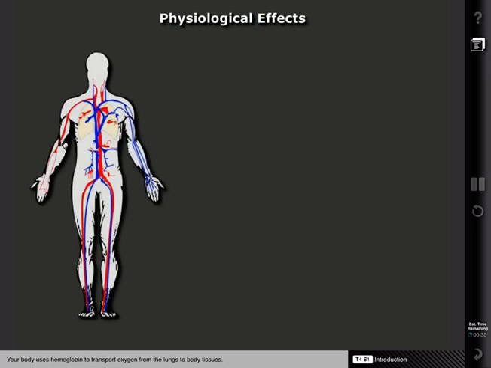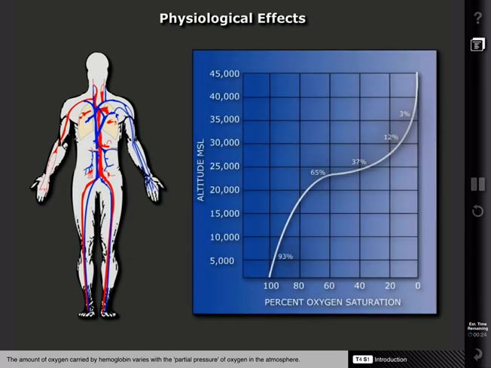To ensure the safe outcome of a pressurization emergency at high altitudes, it is important to understand the physiological effects of reduced air pressure and oxygen depletion. Your body uses hemoglobin to transport oxygen from the lungs to body tissues. The amount of oxygen carried by hemoglobin varies with the partial pressure of oxygen in the atmosphere. As a result, the human body functions normally from sea level to approximately 12,000 feet.